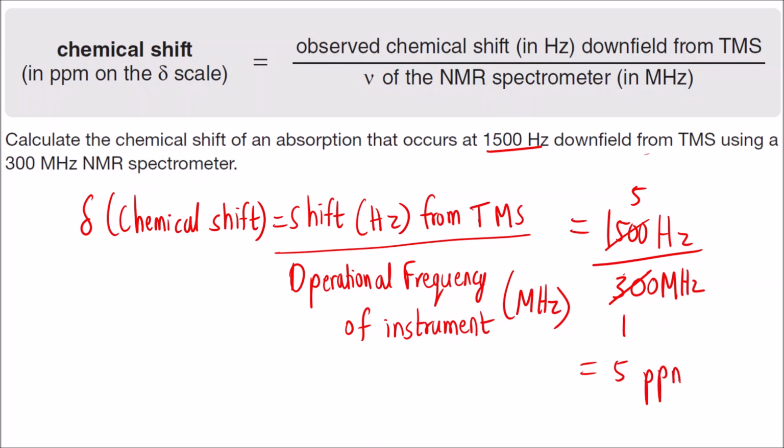So in this way you can calculate the value of chemical shift if you are given the frequency downfield from the TMS and the operational frequency of the instrument in megahertz. If both these values are given, you can find the value of the chemical shift in ppm.